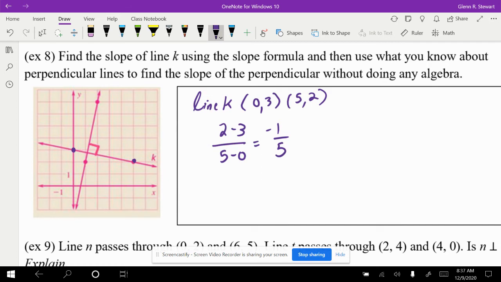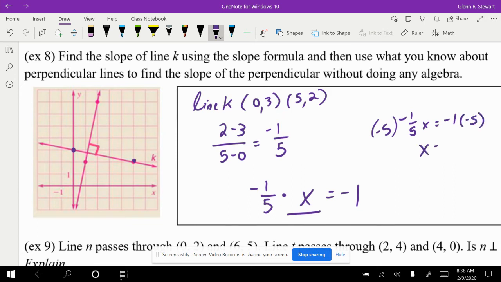Then it says, use what you know about perpendicular lines to find the slope of the perpendicular without doing any algebra. Remember, whenever we looked at that parallel perpendicular postulate, it stated that if I had one slope multiplied by another slope, I should get the result of -1. So if I put an x in here, I could actually solve this out. -1/5 x is equal to -1. Multiply each side by -5, and I get x is equal to 5.